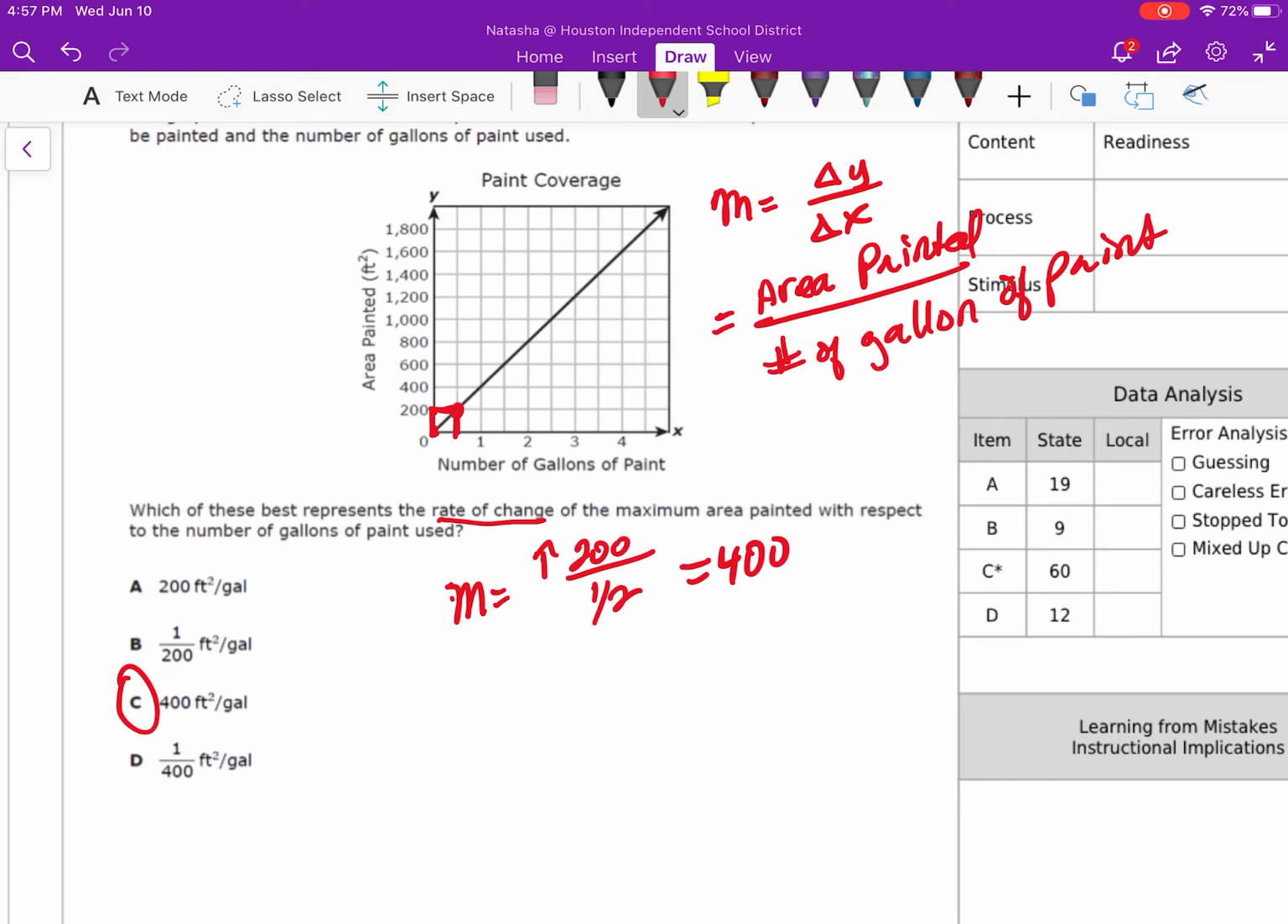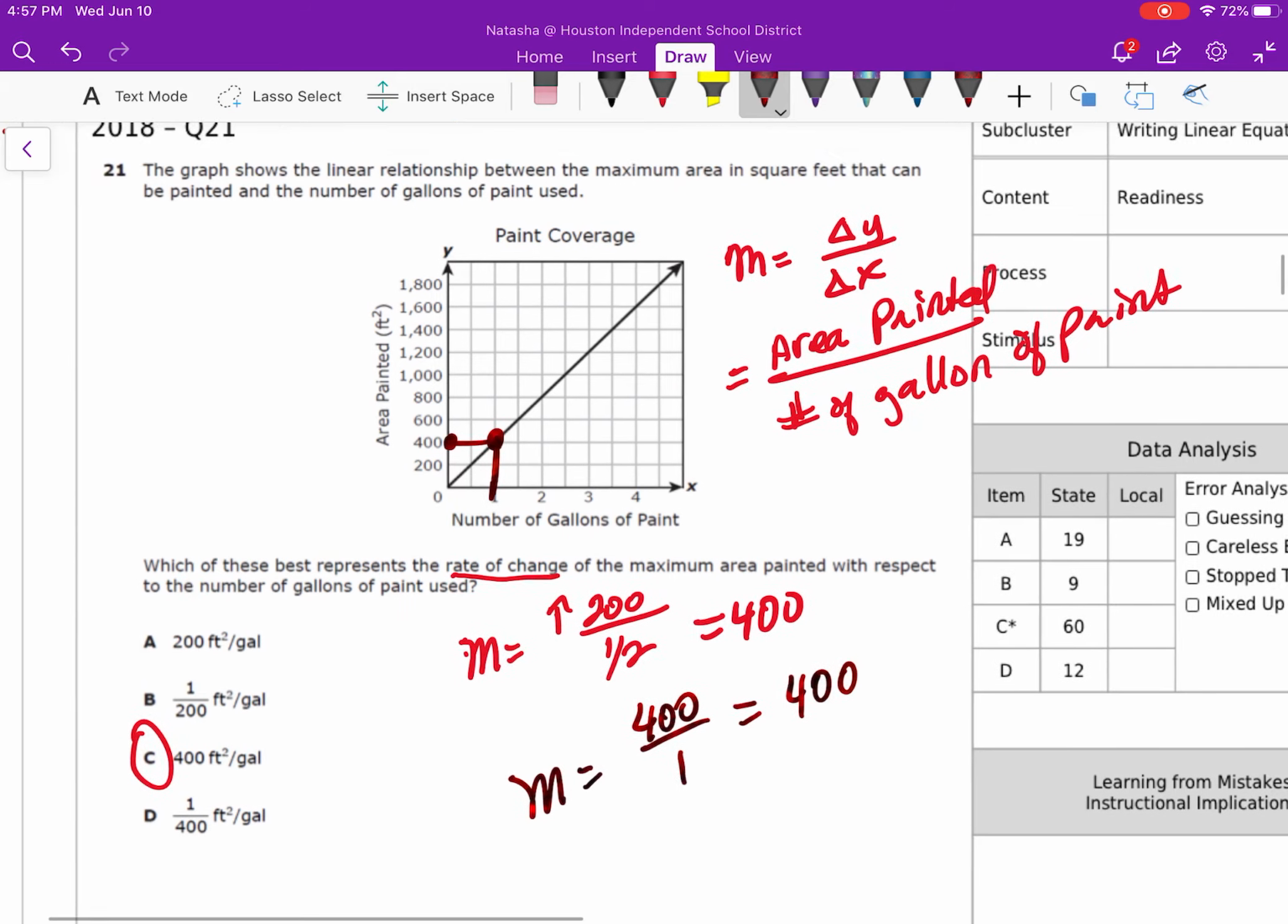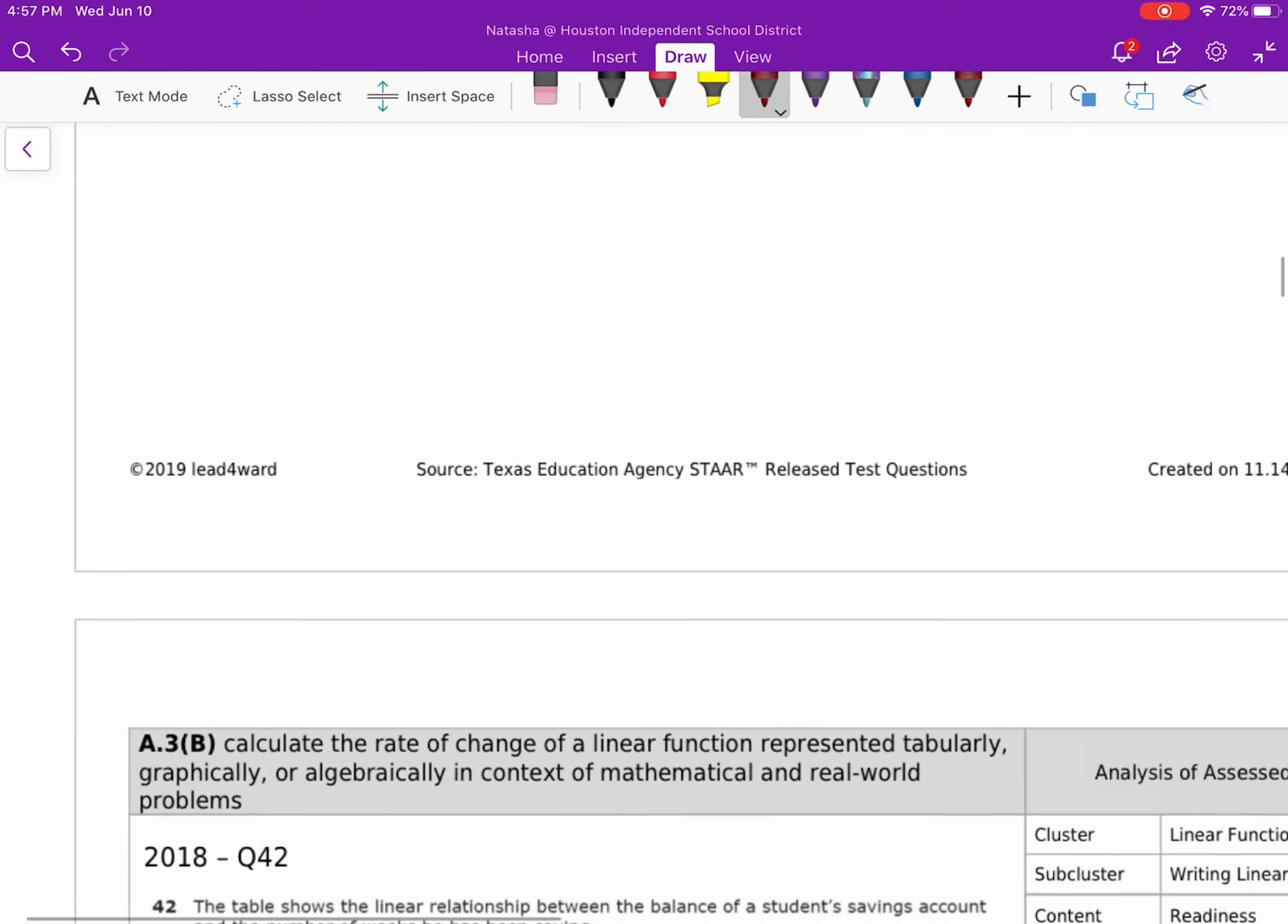Now, if you're a little confused and not sure, you can go a little bit further and look at another point, because remember, that rate of change is going to be the same all along that line we're given. So if I go up here to 400 and over here to this perfect point, that would be a change of 400 over 1, which simplifies to 400. So that's how you can handle that question as well.